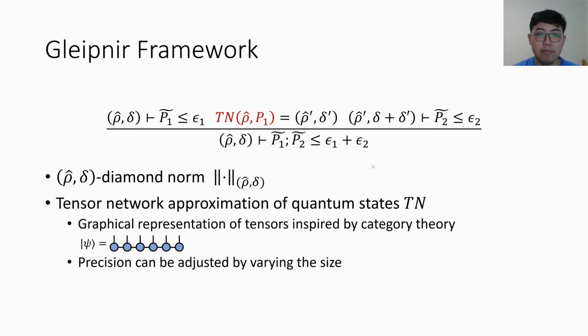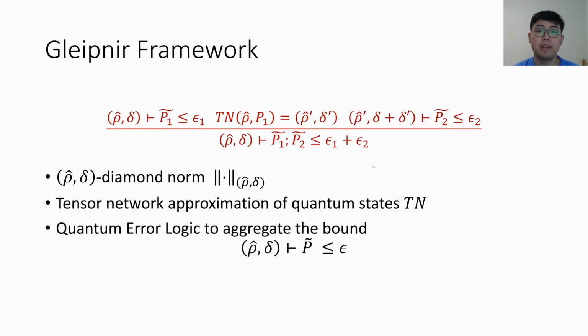Second, to obtain rho and delta, we use tensor networks to approximate the quantum states. A tensor network is a graphical representation of tensors inspired by category theory. Our tensor network approach is adaptive. The precision of the approximation can be adjusted by varying the size of the tensor network so that tighter error bounds can be computed given greater computational resources.